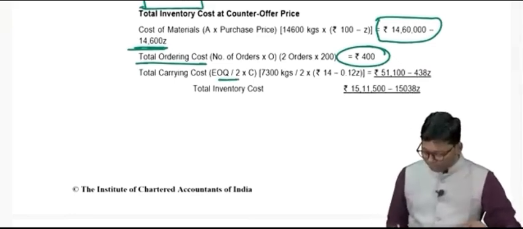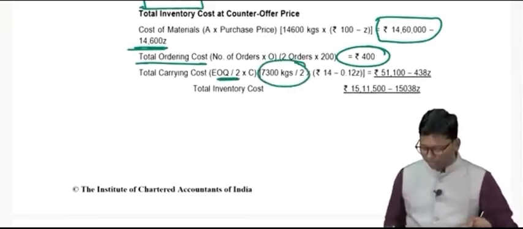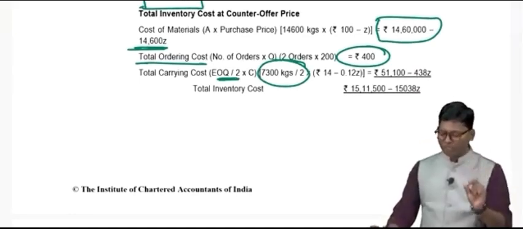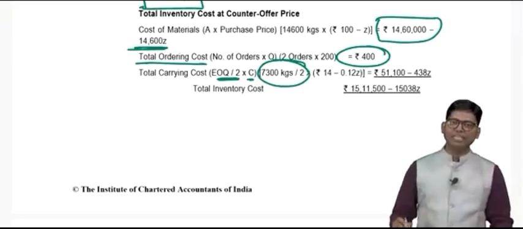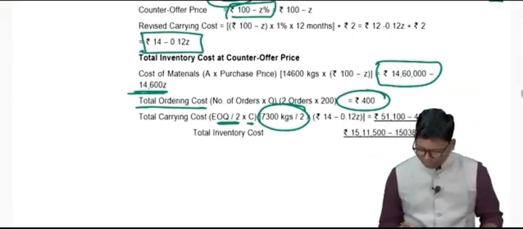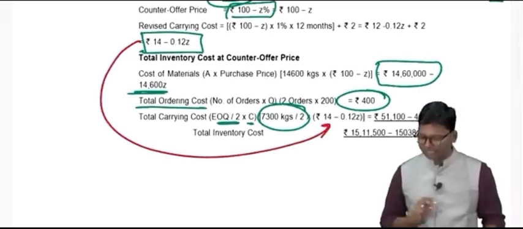For calculating the carrying cost, first you should calculate the average inventory by taking the per order inventory divided by 2, and it is to be multiplied by C. Now, this C we have already ascertained by assuming some percentage, and this C is replaced here.